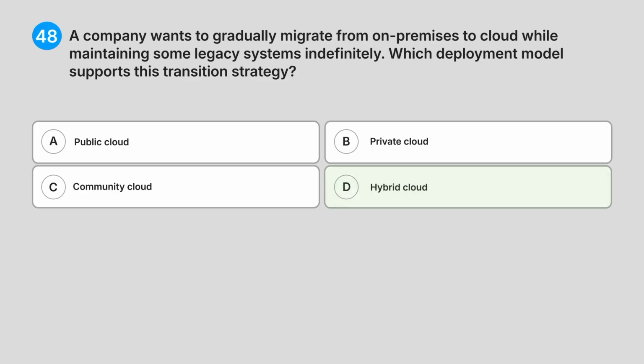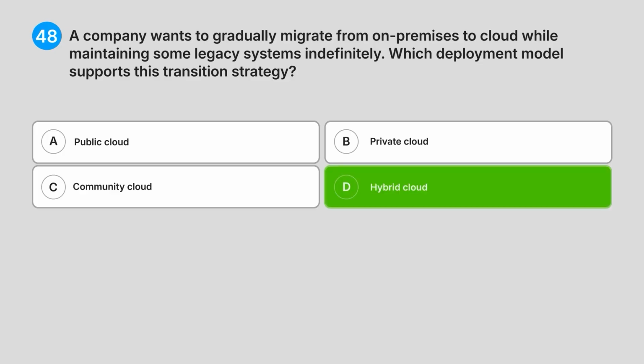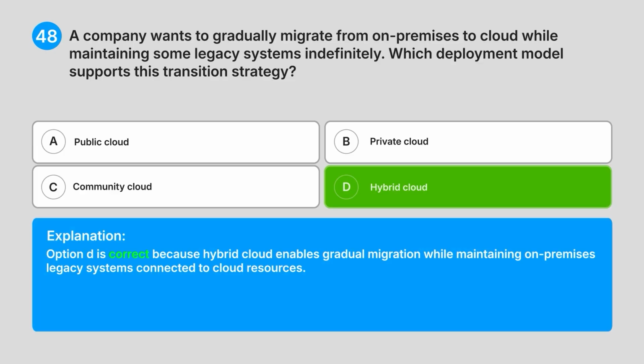Correct answer, D. Hybrid cloud. Explanation: option D is correct because hybrid cloud enables gradual migration while maintaining on-premises legacy systems connected to cloud resources.